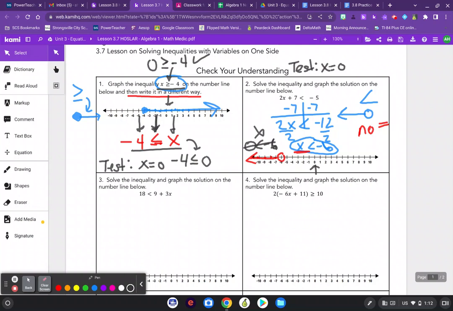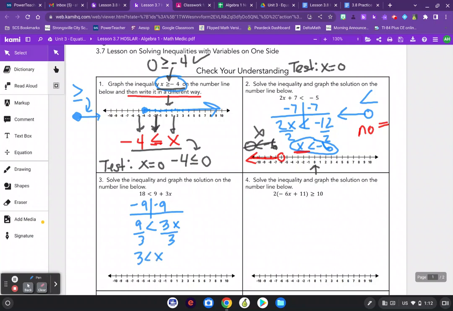All right, in number 3, it says solve the inequality and graph it. And so again, I'm going to draw my line here. Trying to get the x by itself, so I'm going to get rid of this 9. I'm going to subtract 9 on both sides. Now see, I started doing the equal to bar because that's what we're used to. I need to do the less than symbol. I'm going to keep that symbol going all the way down, less than 3x. And then I'm going to divide both sides by 3 to get that x by itself. So 3 is less than x.